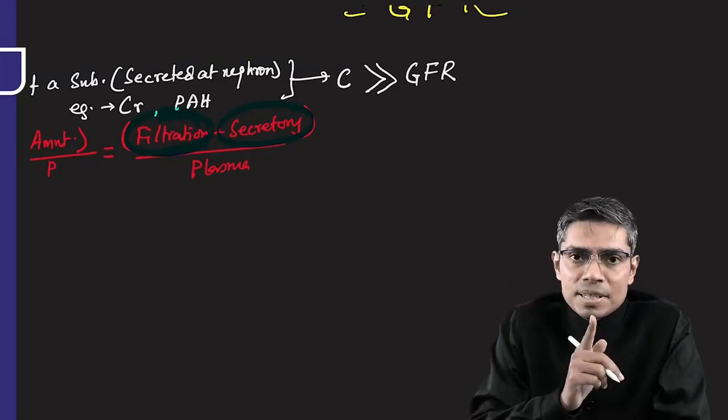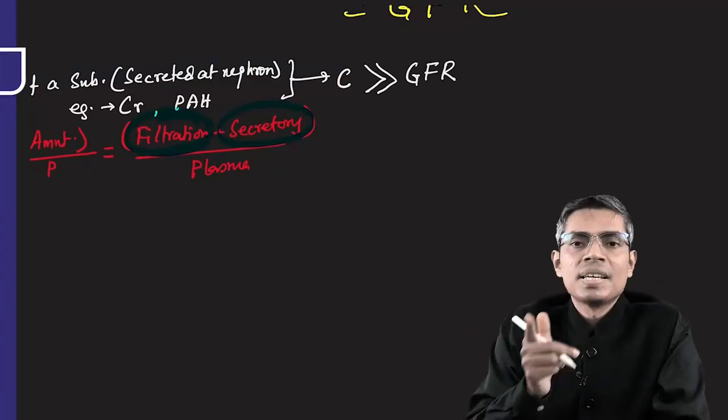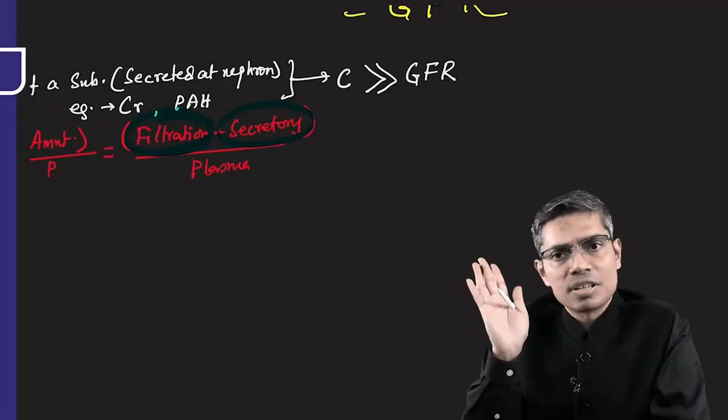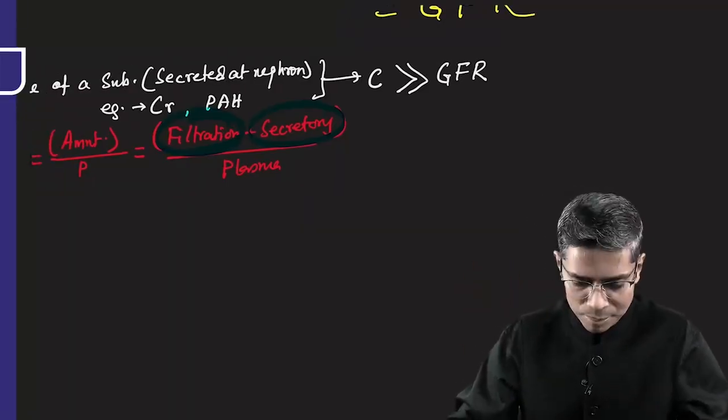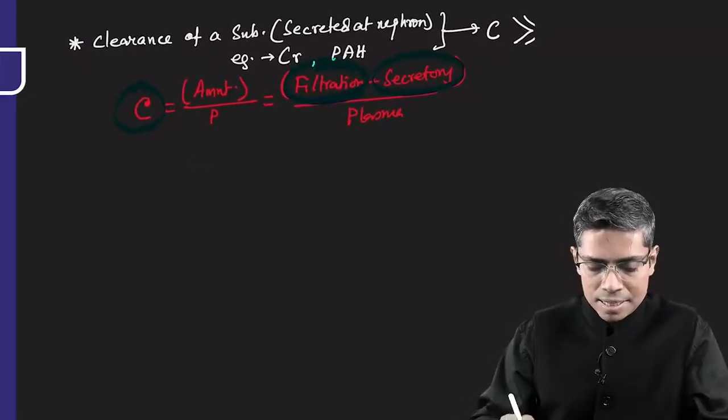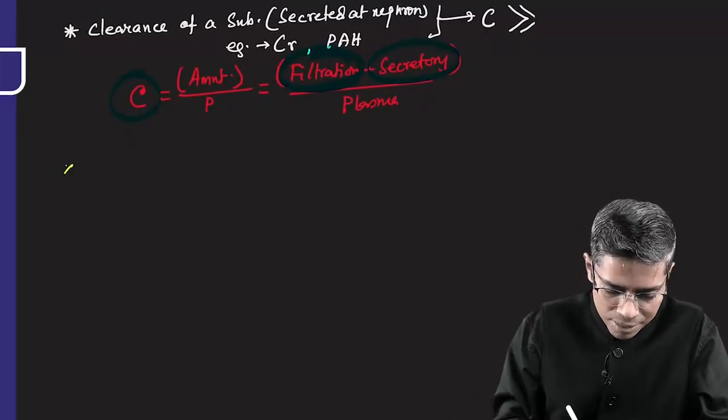Getting my point? So, if a substance is secreted in the nephron, clearance of that substance will be greater than GFR, provided later on it is not reabsorbed. That obviously you have to remember. Okay. So, this is the clearance greater than GFR if the substance is secreted. And the same concept, okay, very easy.